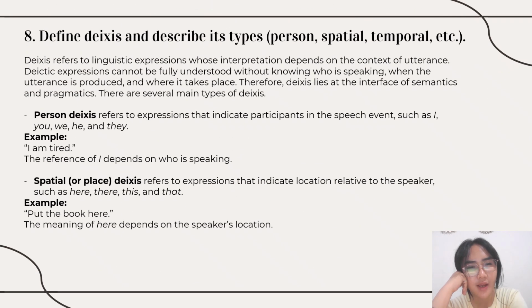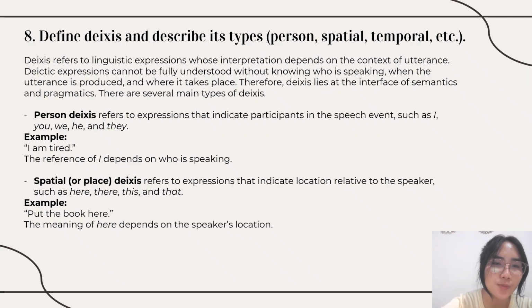The next is define the axis and describe its type: person, spatial, and temporal. The axis refers to linguistic expression whose interpretation depends on the context of utterance. Dictic expression cannot be fully understood without knowing who is speaking, when the utterance is produced and where it takes place. Therefore the axis lies at the interface of semantic and pragmatics.